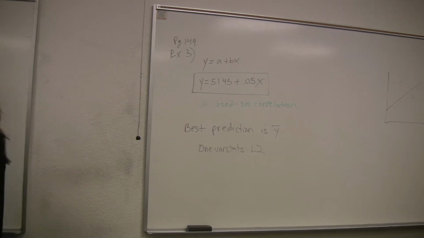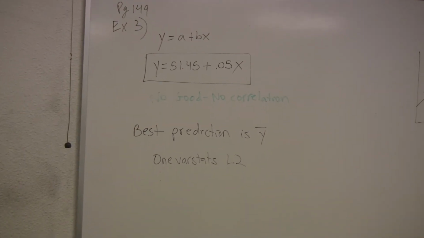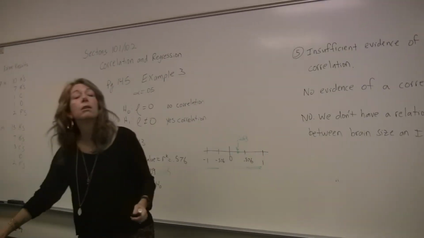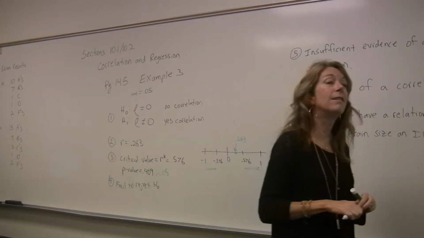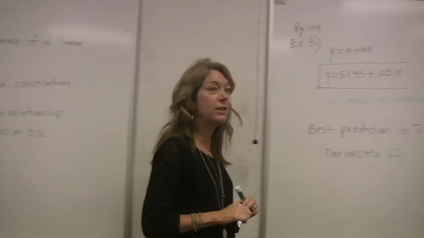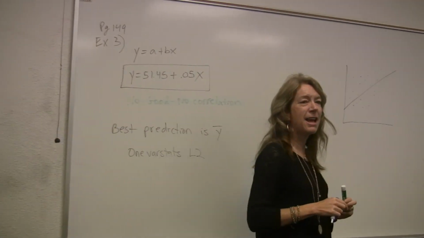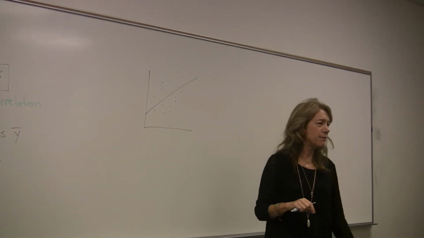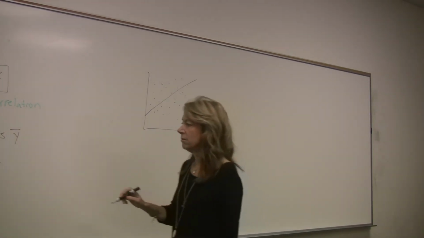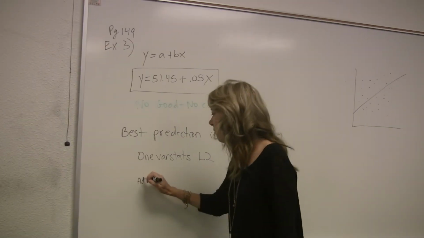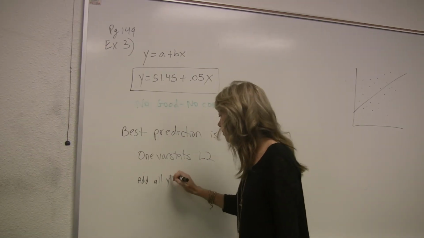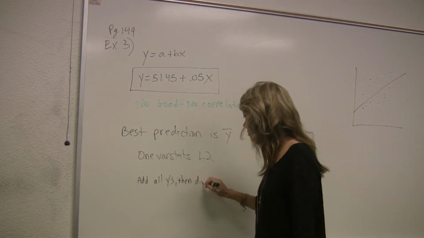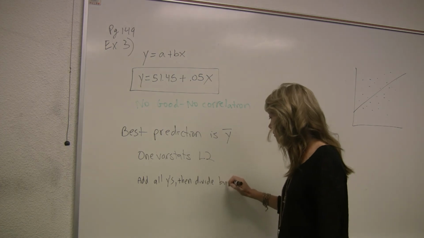What's another way that we could find y bar? How did you find averages before you met me? Can't you add them up and just divide? Yeah, we could add up all the y's and divide by how many we have. How many do we have? 12. And divide by 12, because there are 12 of them.